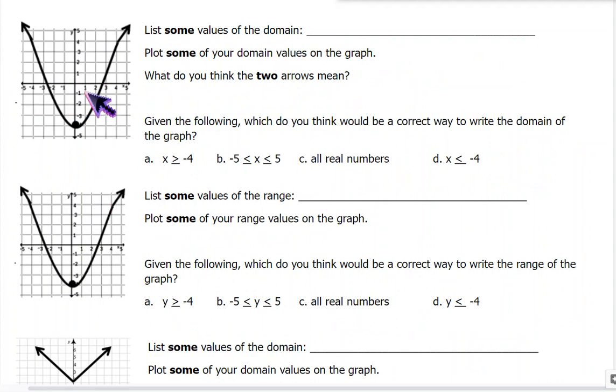All right, let's look at this graph. All right, so I have this graph. It has 2 arrows on it. That means this is going to keep going that way and expanding, and this is going to keep going that way and expanding. Okay, so let's see. Let's list some values of our domain.